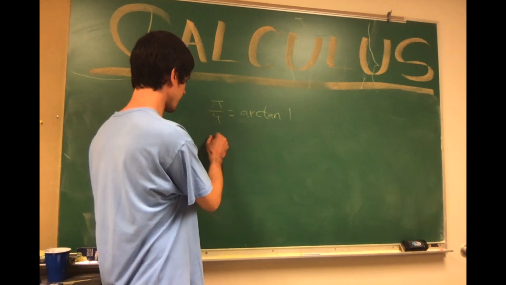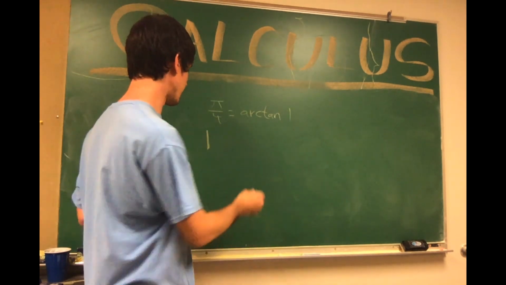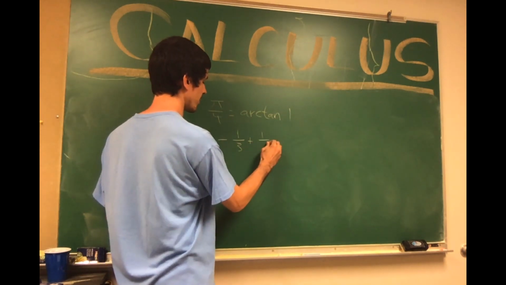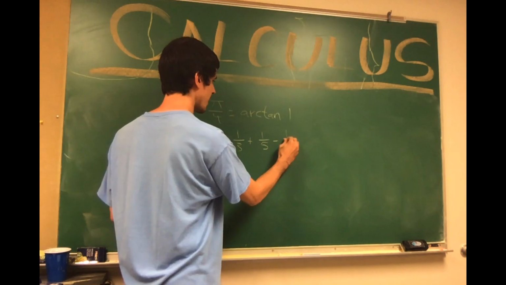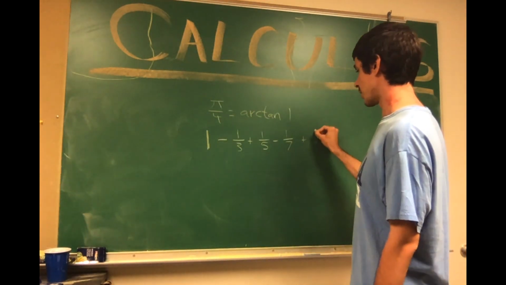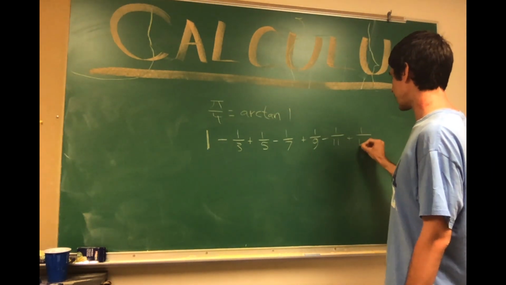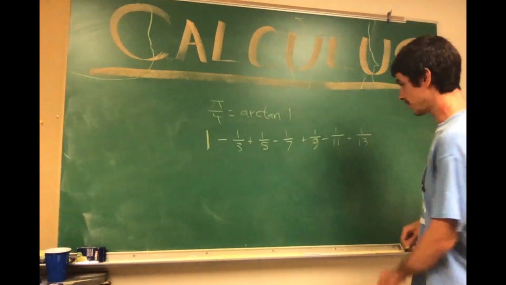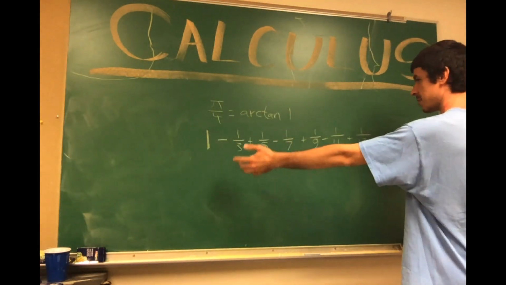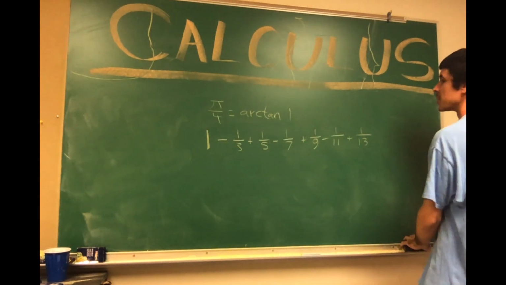But I'll tell you that the expression that you get for pi over 4 is 1 minus 1/3 plus 1/5 minus 1/7 plus 1/9 minus 1/11 plus 1/13, on and on and on. Odd numbers alternating, 1 minus 1 over the next odd number, plus 1 over the next odd number, minus 1 over the next odd number, plus 1 over the next odd number, so on and so on.